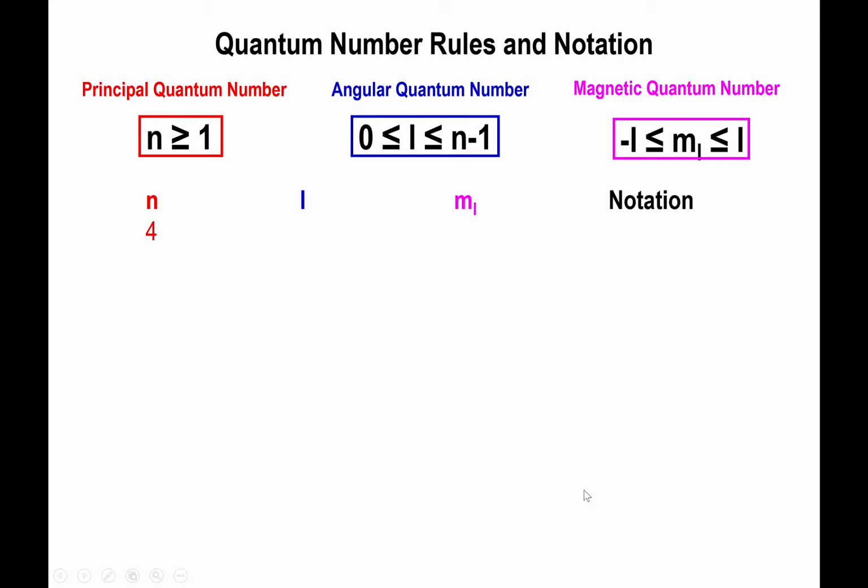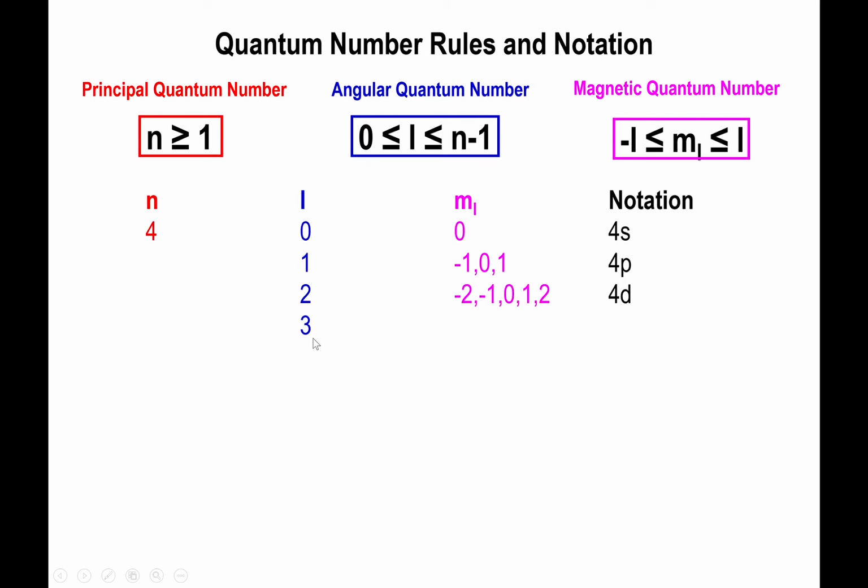Here, L can go as far as 4 minus 1, which is equal to 3. So you could start with 0, in which case m sub L is 0, and you're dealing with a 4s orbital. You can move on to L equals 1, in which case you're dealing with a 4p orbital, and you have three sets of 4p orbitals present. You could go up to L equals 2, in which case you have five sets of 4d orbitals present. Or you could go all the way up to L equals 3.